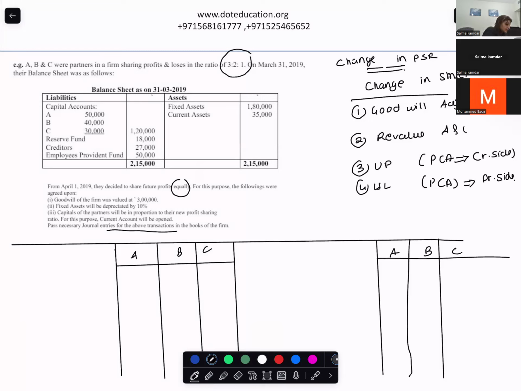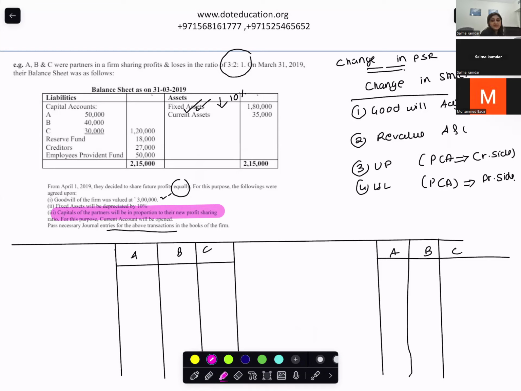Okay. We have been given the goodwill of the firm. There is a revaluation of fixed assets. It's a depreciation of 10%. What is important is that the capital of the partners will be in proportion to the new profit sharing ratio. Are you with me?